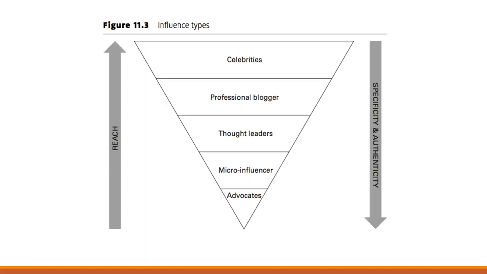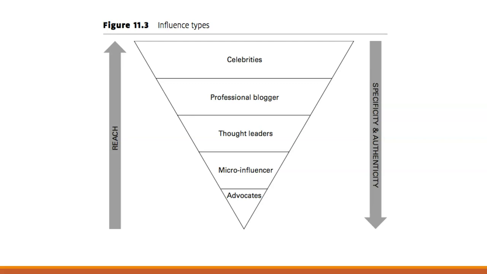This graphic talks about the different kinds of influencer types and their reach. Of course, celebrities have the highest reach on all social media channels. Then we have professional bloggers, people who just do this for a living. They tend to have very targeted or niche content. I do vlogs on cooking, or I do a blog or a vlog on makeup, or just food, finding good restaurants, on travel. And then we just have micro influencers, advocates, and thought leaders.